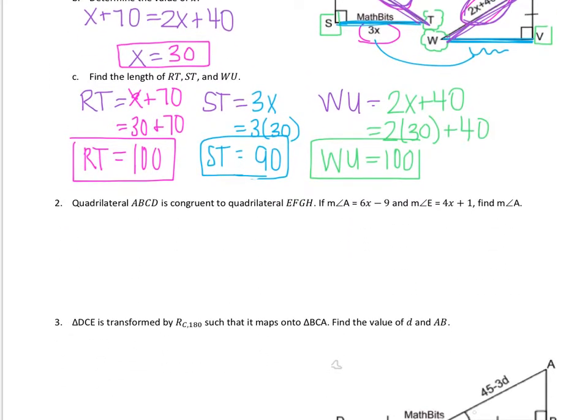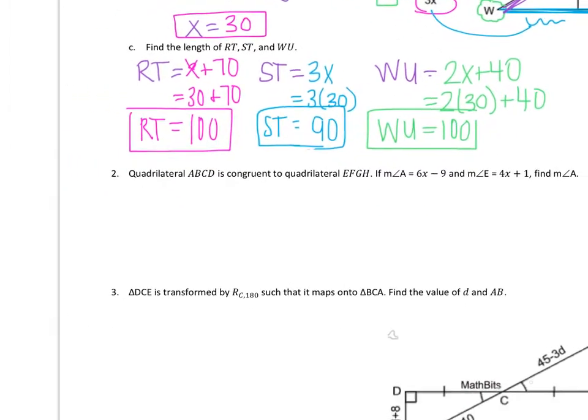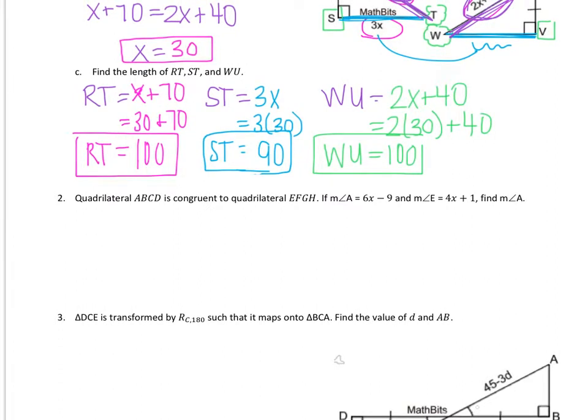It says quadrilateral ABCD is congruent to quadrilateral EFGH. If the measure of angle A is 6x minus 9 and measure of angle E is 4x plus 1, find the measure of angle A. So again, I know that A is 6x minus 9. But before I can figure out what 6x minus 9 is, I need to figure out what x is.